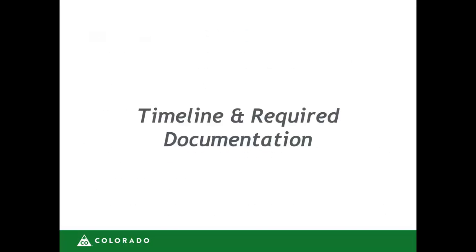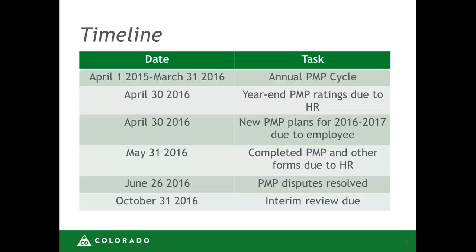Let's go over the timeline and required documentation for PMP. The annual PMP cycle goes from April 1st to March 31st each year. Final ratings are due to HR by April 30th, but please keep in mind that there is also a review process where the next level supervisor signs off on the final ratings. So you need to be sure to work with your reviewers to understand how much time they need to review ratings so that you can still meet this April 30th deadline.